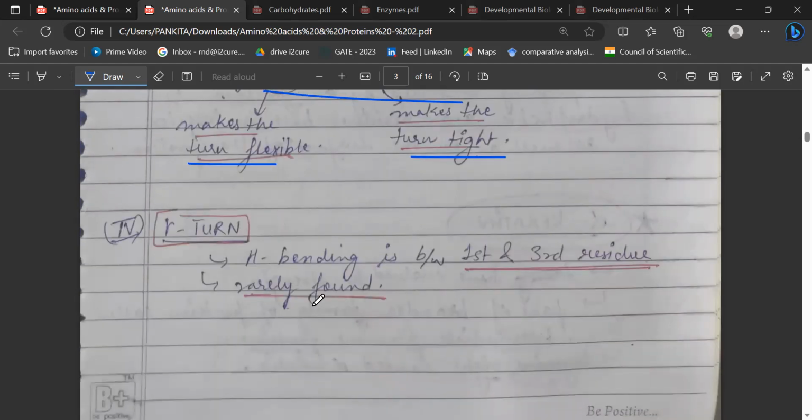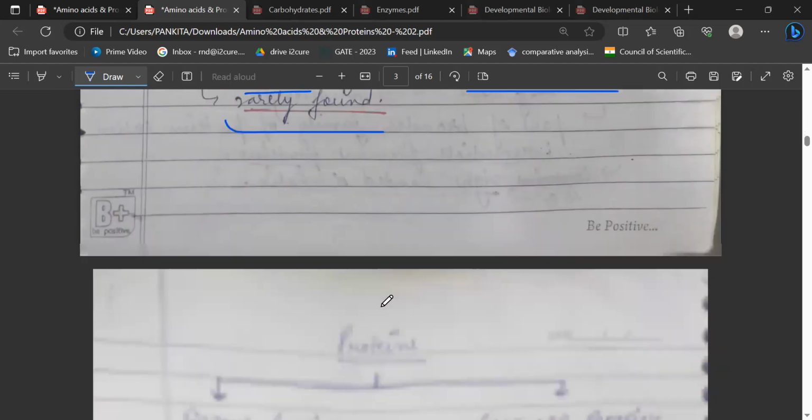Then there's a gamma turn, and in gamma turn there is hydrogen bonding between the first and third residue, and the gamma turn is very rarely found.